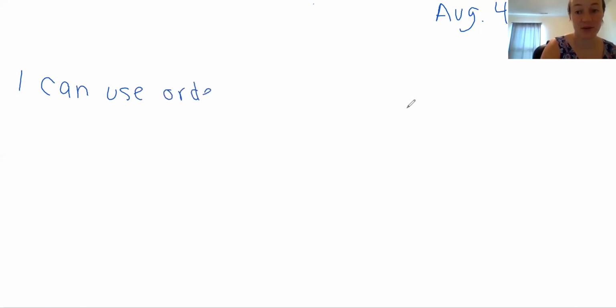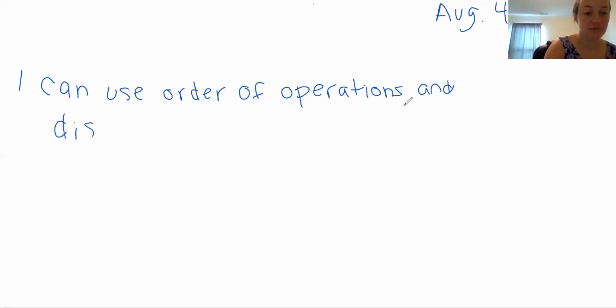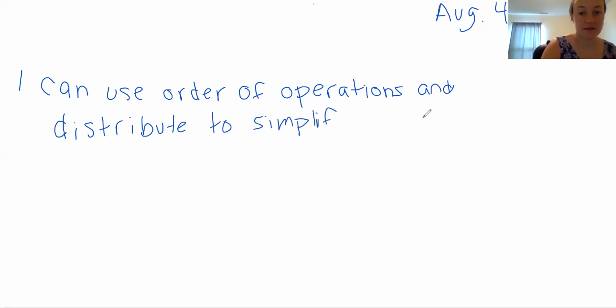Since I'm writing this down, it should be going down on your paper as well, at the top of our paper. I can use order of operations and distribute to simplify expressions. So I'm going to go ahead and wait a couple seconds, make sure you guys have that down.